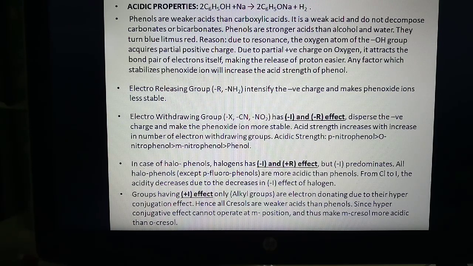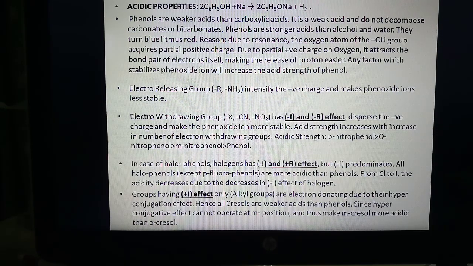But you know that phenols are weaker acids, even weaker than carboxylic acids. It is a very weak acid and it does not decompose carbonates or bicarbonates. Usually we have seen that acids react with carbonates and bicarbonates to produce carbon dioxide and water. But phenol can't do it. Why? Because they are weak acids. Phenols are stronger acids than alcohol and water. They turn blue litmus red. But alcohols can't turn blue litmus red.